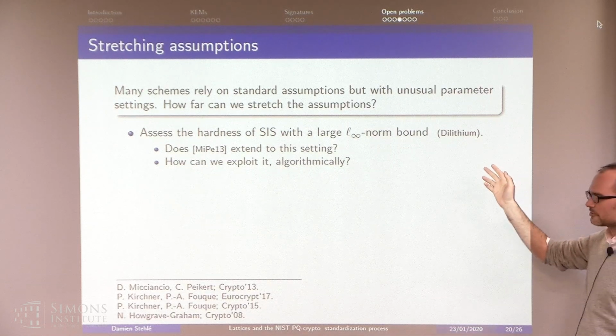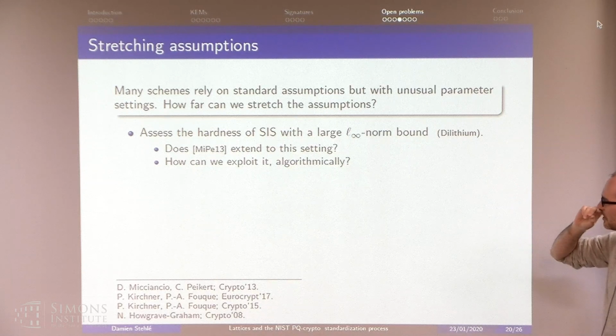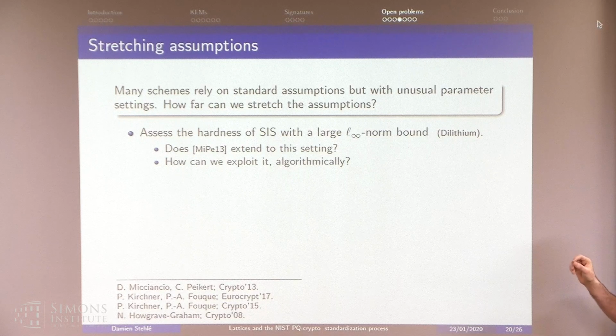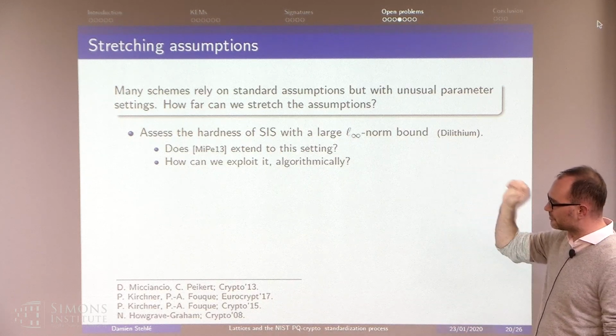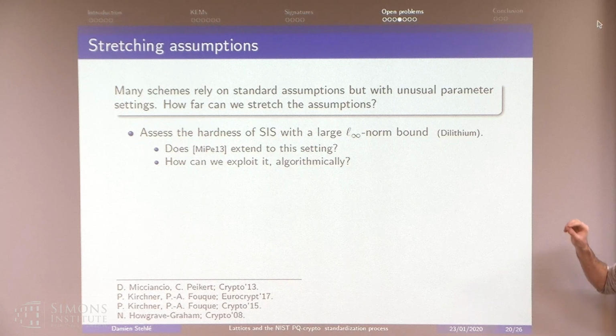Dilithium relies on some kind of hardness assumption, but it relies on SIS for the L infinity norm. Okay, why not? Asymptotically, for some ranges of parameters, no difference. L infinity and L2 norms are equivalent up to square root n factors. But for these parameter settings, it does matter, because if you look at the norm of the solutions, the L infinity norm is much below q, but the L2 norm is above q.